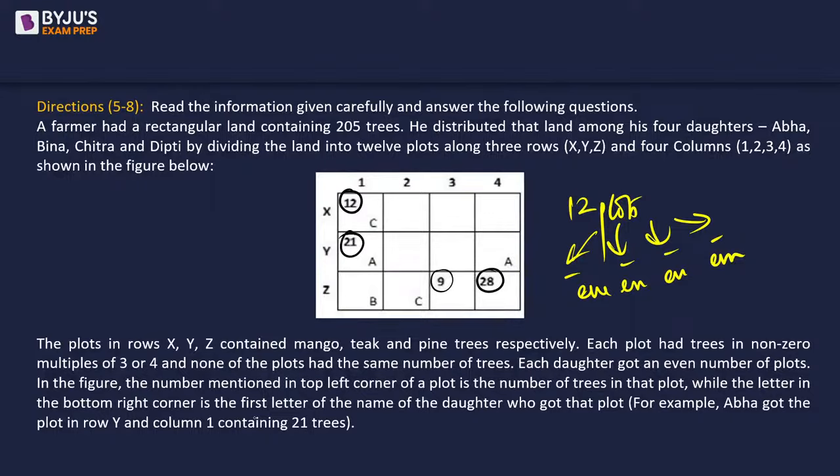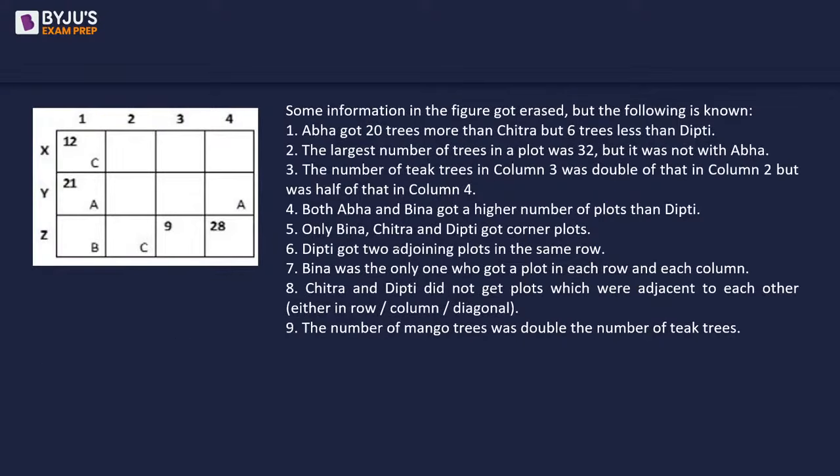While the letter at the bottom right corner is the first letter of the name of the daughter who got that plot. So this plot was got by daughter whose name starts with C, which is Chitra. This plot Y1 was given to the daughter whose name starts with A, which is Abha. And similarly, फिर Bina और Chitra हो गया. ठीक है? They have given us the example. For example, Abha got the plot in row Y and column 1 containing 21 trees.